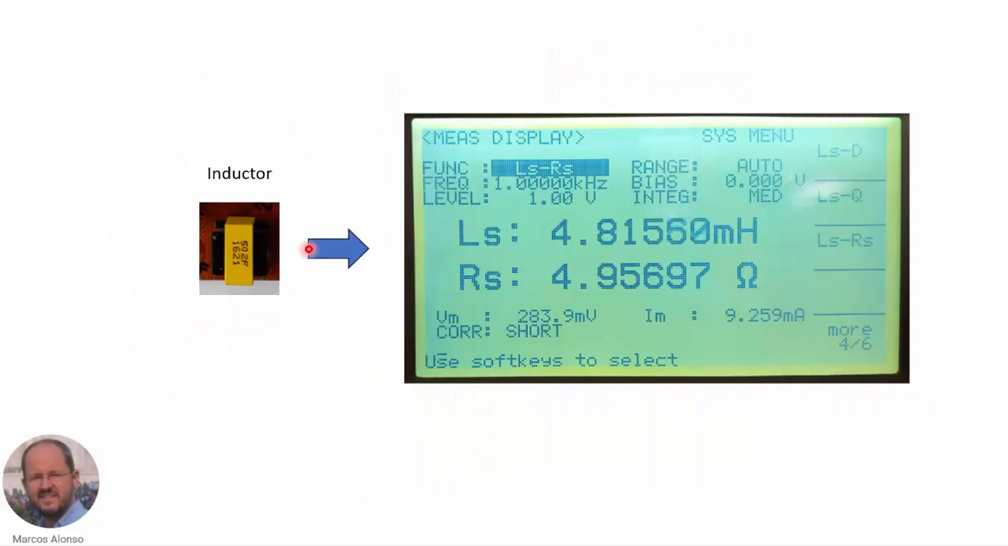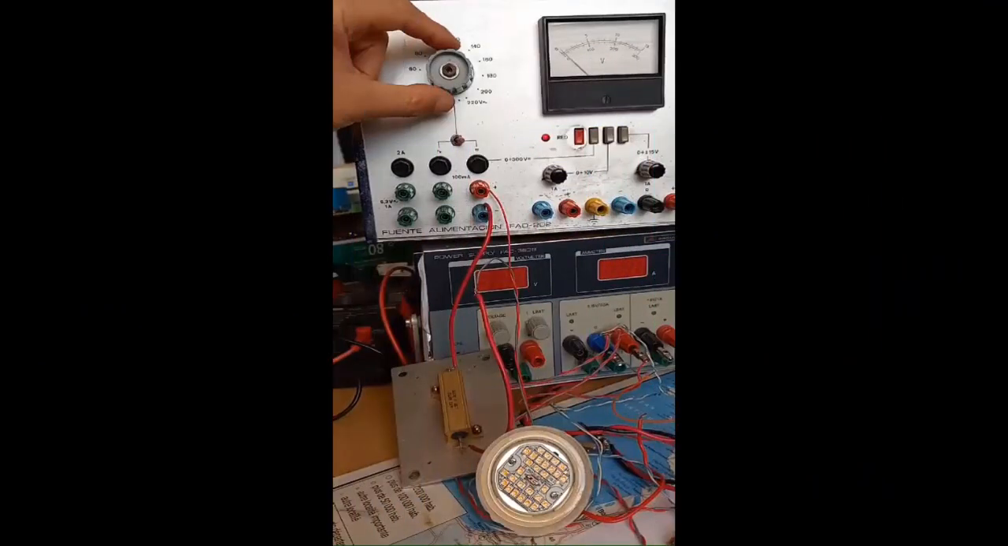Regarding the inductor, which is shown here, we also measured the value of the inductance, and we obtained this value, 4.8 millihenries, with this series resistance. So in principle, in an inductor, we do not expect any big change in the value of the inductance due to the aging and due to the effect of the temperature. So we can assume that this value of the inductance is the original value that was designed for this LED driver.